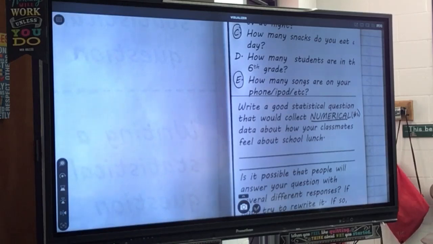You're going to get the same answer. Don't be so specific in your question, because the more specific you get, the more narrow your answers are going to be.